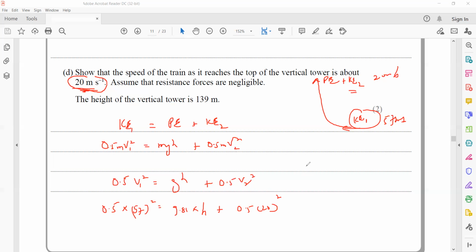So when we substitute and solve for h, 57 squared multiplied by 0.5 is equal to 1624, minus 20 squared multiplied by 0.5, which is equal to 200, and 9.81 h. So 1624 minus 200, which is 1400. Sir, aren't we supposed to show the speed?